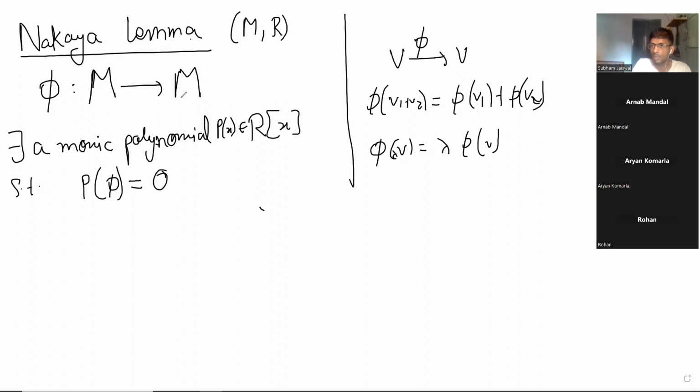So you see phi is a function from M to M. Obviously phi squared is also a function. Phi squared here means phi composed with phi. And phi 1 plus phi 2 is also a function from M to M. So you can define P(phi) as a function, and it is the zero function. For Cayley-Hamilton, it was a zero matrix, same thing. That matrix was a function from R into R. And this is what we want. There is a monic polynomial which does this.